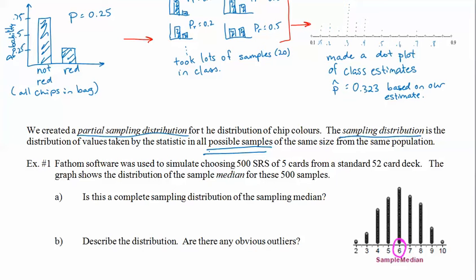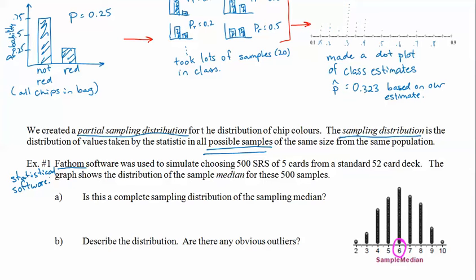So example 1: Fathom software was used to simulate choosing 500 SRS of 5 cards from a standard 52 card deck. Now Fathom is a statistical software program. The graph shown to the right is the distribution of the sample median for these 500 samples. So remember, that's the middle of the numbers that we ended up getting.